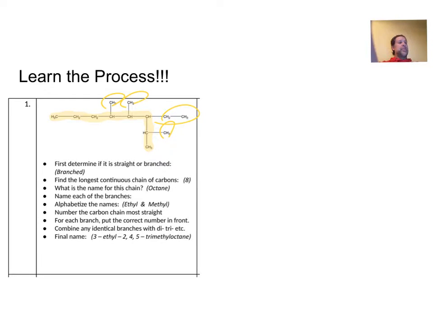It's all single bonds, so I know that it's an octane, and the prefix is oct. And I know that there are branches. There are 3 different 1 carbon long branches, which we'll call methyl, and there is 1 two carbon long branch, which we will call an ethyl.